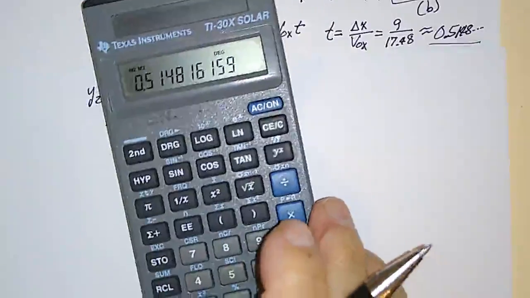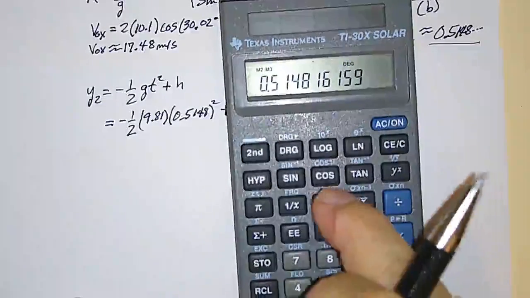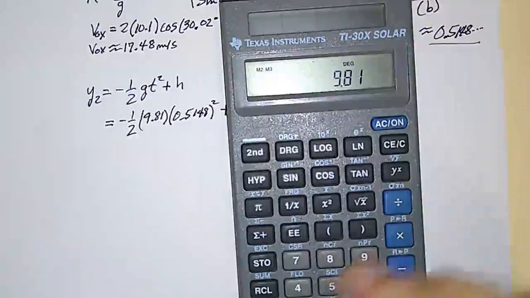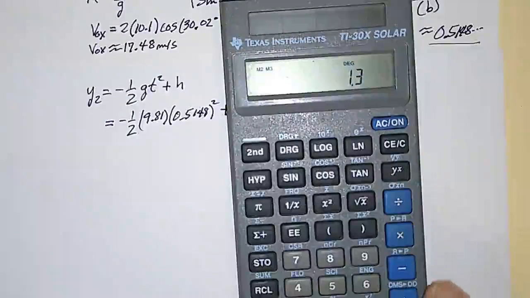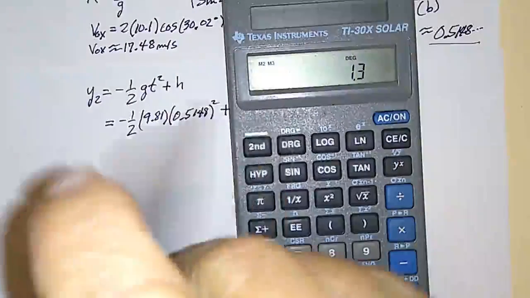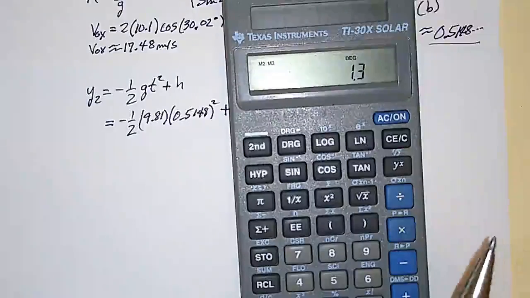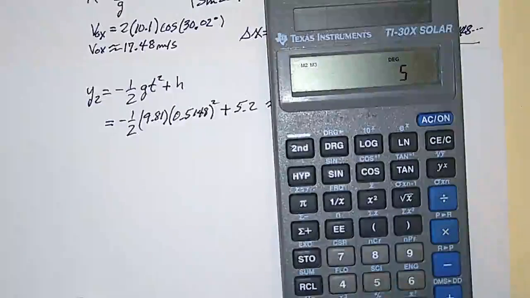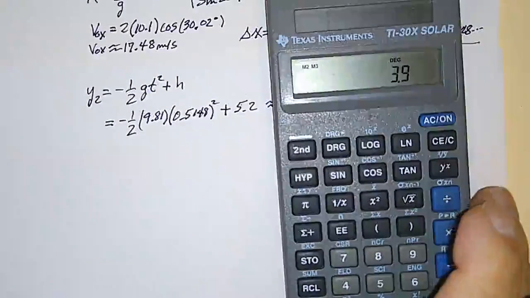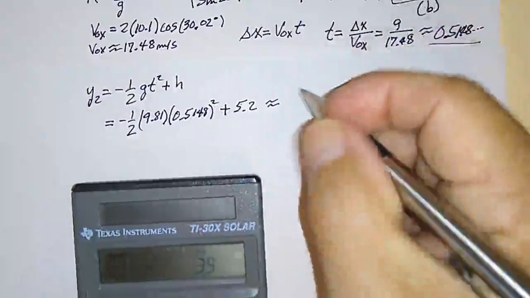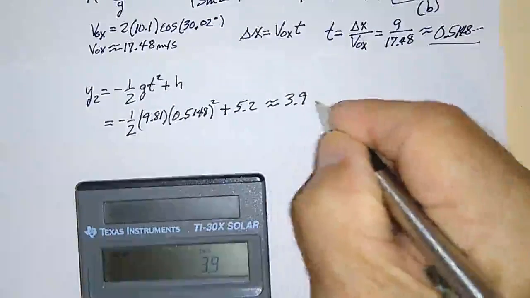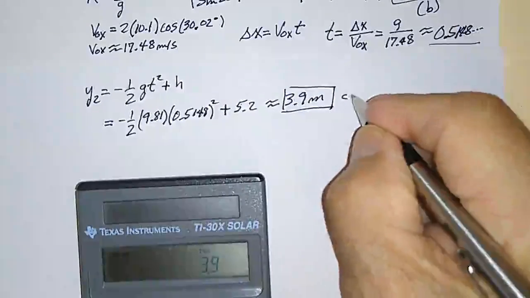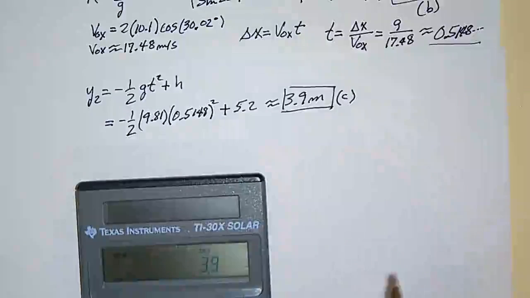First of all, the time is still in there, so I'll go ahead and square that. Multiply it times 9.81 divided by 2, and that's equal to this number. I'm going to change the sign of it because of this minus sign right here, and then add it to 5.2, and what I get is 3.9. So this is 3.9 meters above the ground. And this is what was asked for in part C of this problem.